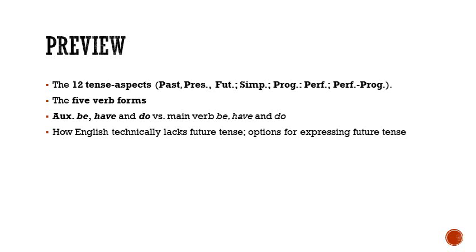This video is going to cover the 12 tense aspects of English, which we get from combining the 3 tenses, past, present, future, and the 4 aspects, simple, progressive, perfect, and the combination perfect progressive, for a total of 12. And then everything else in the lecture relates to that or builds up to that. So we'll cover the 5 verb forms in English and what auxiliary verbs are, auxiliary be, have, and as a bonus, auxiliary do, and also talk about how English technically lacks future tense and how we express future tense in English anyways.